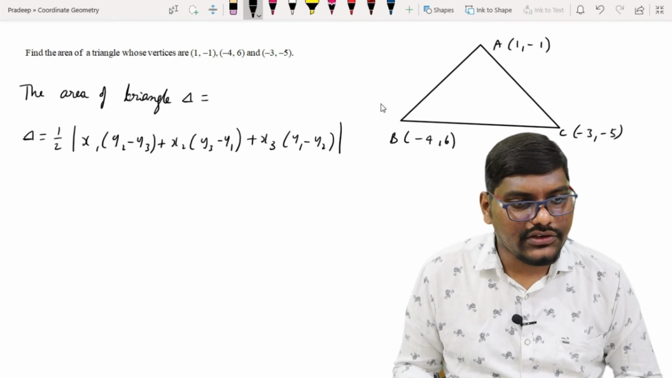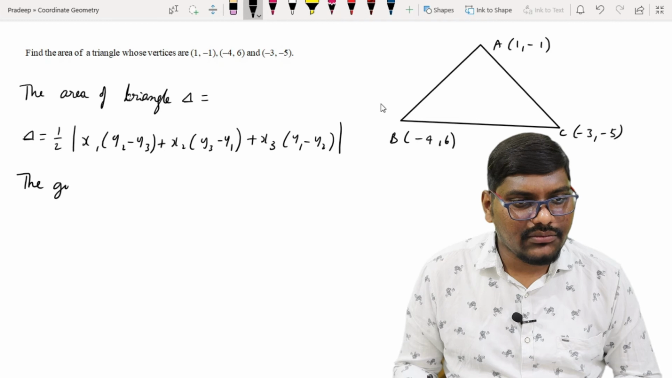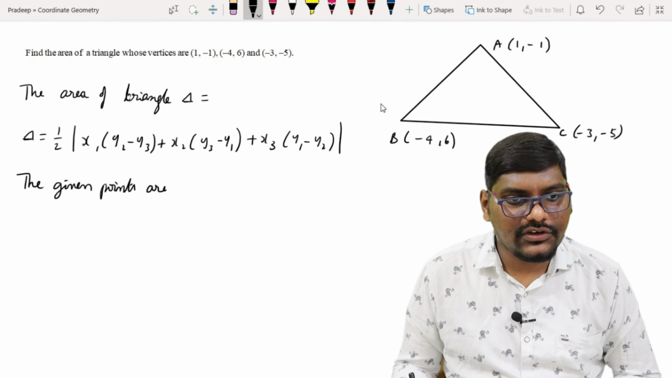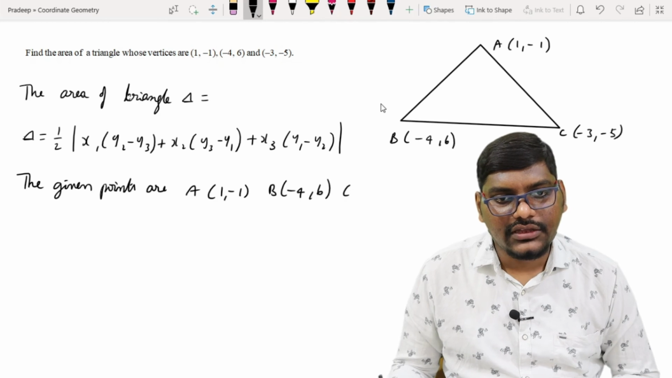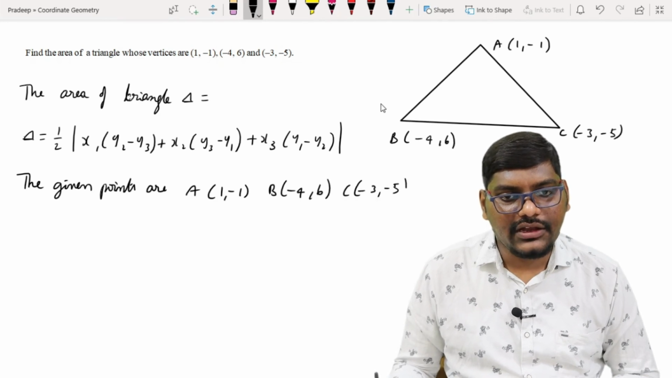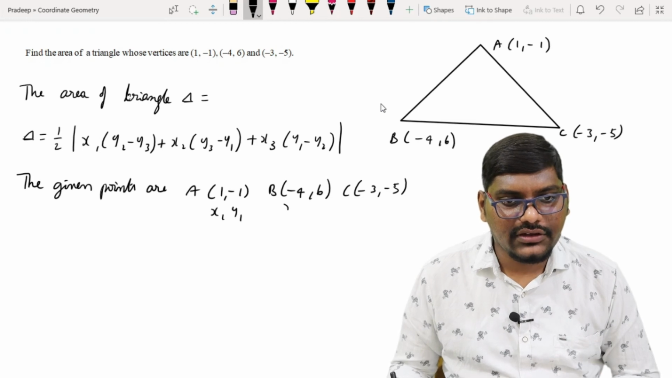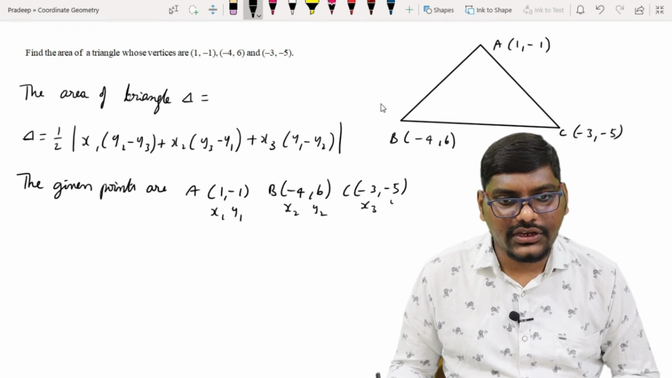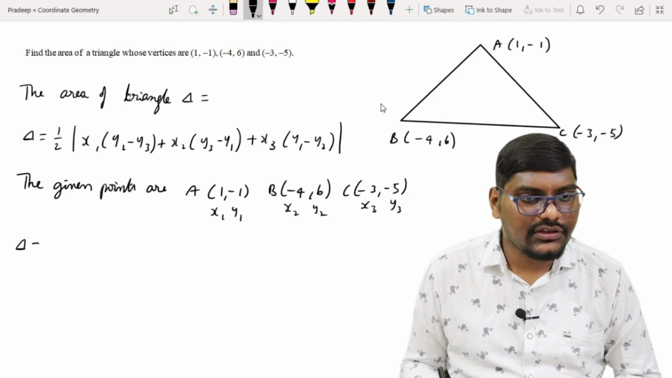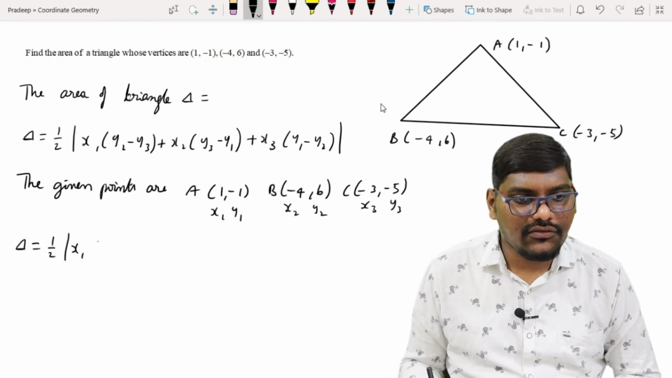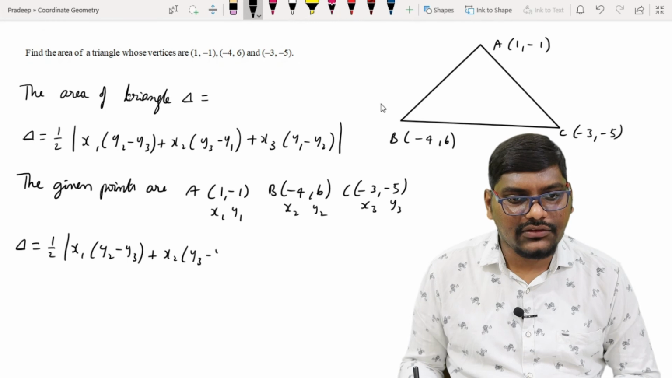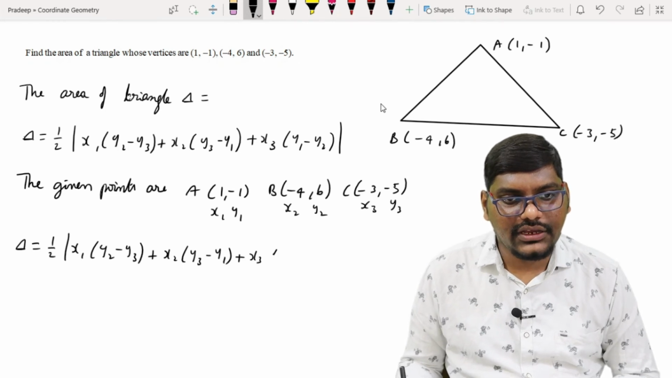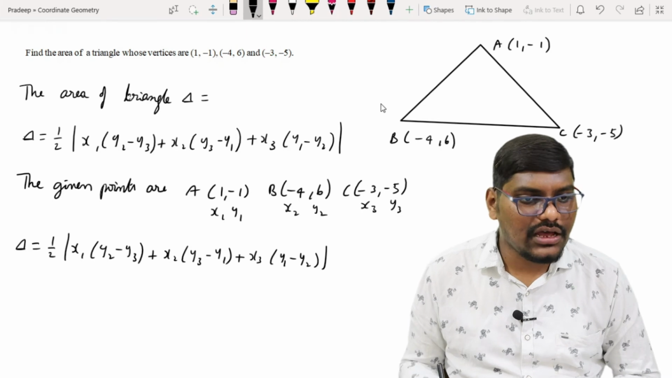Okay, so we'll write the points. The given points are: the very first point is (1, -1), the second point is (-4, 6), the third point is (-3, -5). So we can write this as x1 y1, this is x2 y2, this is x3 y3. So let's substitute in the formula: half into x1(y2 - y3) + x2(y3 - y1) + x3(y1 - y2) is the formula.